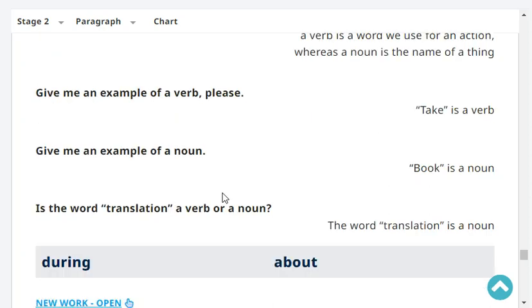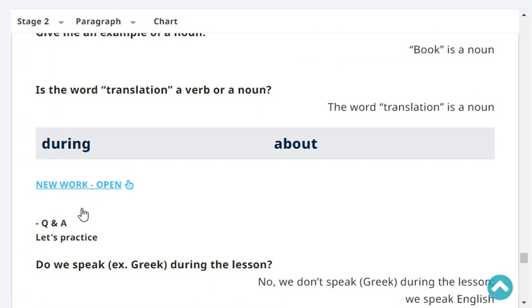Give me an example of a verb, please. Take is a verb. Give me an example of a noun, please. Book is a noun. Is the word translation a verb or a noun? The word translation is a noun. Very good.